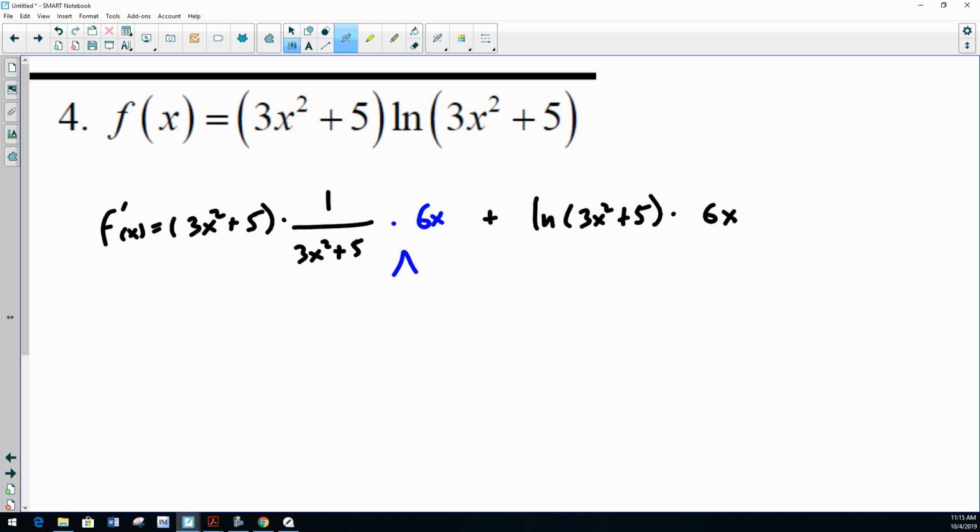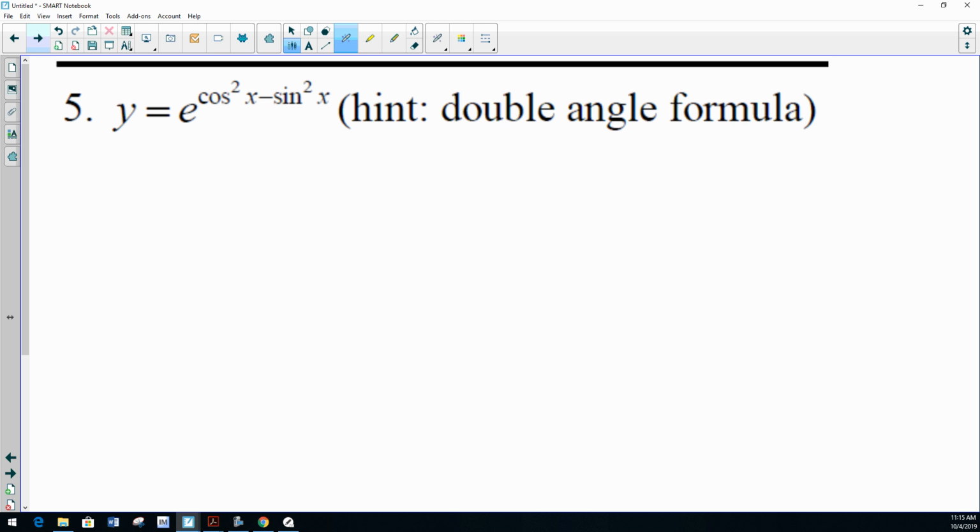Number 5. We just had this conversation. Trig can take on many forms. This yellow information is really cosine 2x. So y prime is e to the cosine 2x times the chain rule in blue, negative sine 2x times the chain rule in green, 2.